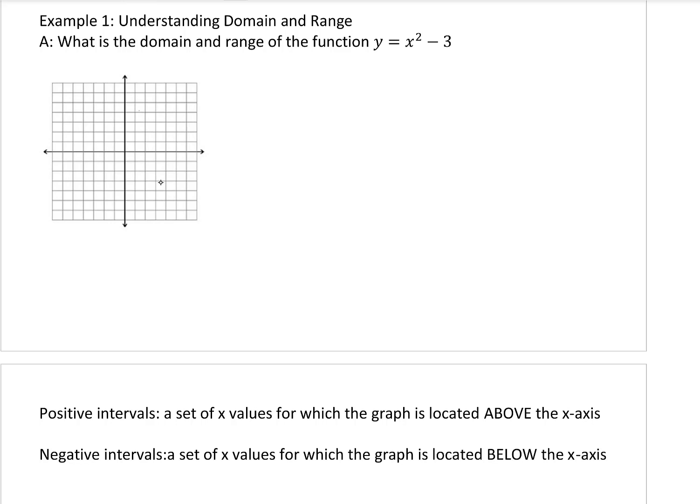So the first thing we need to do is graph it. A friendly reminder of how to graph. We're going to make a table of values. We're going to pick a generic set of x values that are centered around the origin. And then we take each number and we plug it into our equation.